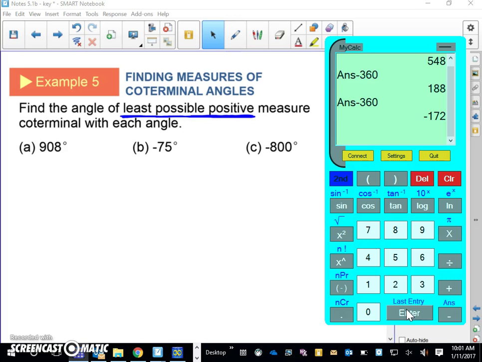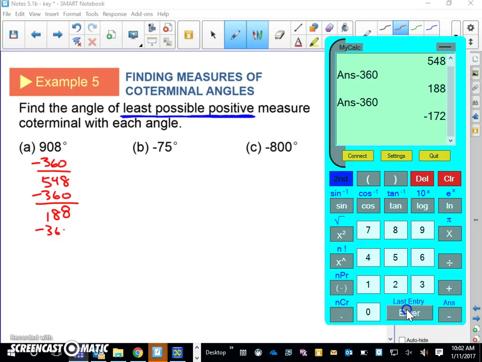That's too much. If I want the least possible positive measure that's coterminal with 908, it's going to be 188. And I don't know that there's a whole lot of work to show there. Maybe if you're writing down your work, you say 908 minus 360 is 548, and subtract 360 is 188. If you subtracted 360 again, you get negative 172. That's too much. And so the least possible positive measure is 188 degrees.